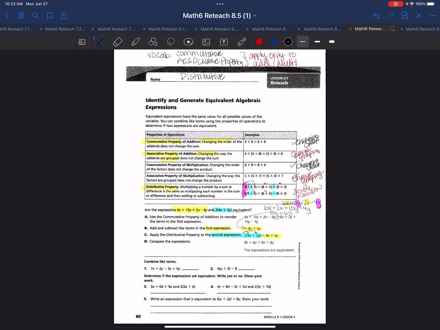So that is 2 times 4x plus 2 times 3y equals 8x plus 6y. So 2 times 4x is 8x plus 2 times 3y is 6y. So these two expressions are equivalent because 8x plus 6y equals 8x plus 6y.